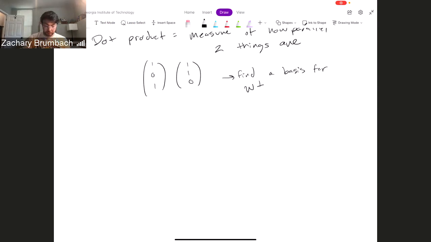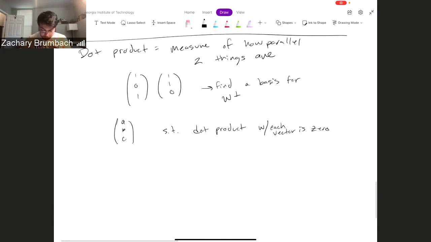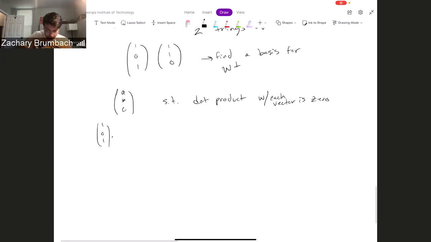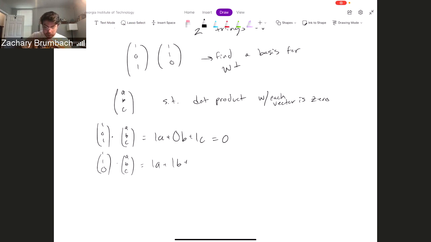what we do is we're looking for a set of vectors A, B, C such that the dot product with each vector is 0. This part is not necessary for you to write every time. This is me explaining it so that it makes sense and you can do it easily. So we're looking for something such that when we dot it each time, it's equal to 0. So let's go ahead and do that. 1, 0, 1 dotted with A, B, C equals 1A plus 0B plus 1C equals 0. And we have 1, 1, 0 dotted with A, B, C equals 1A plus 1B plus 0C equals 0.